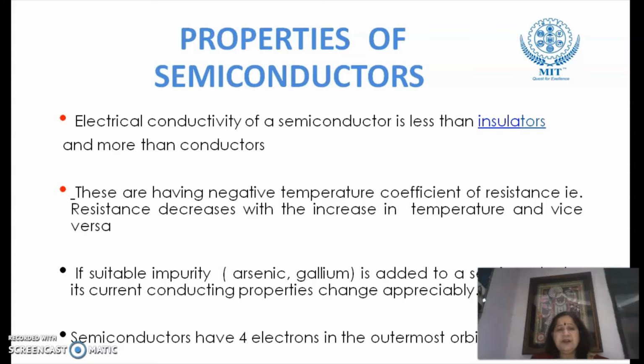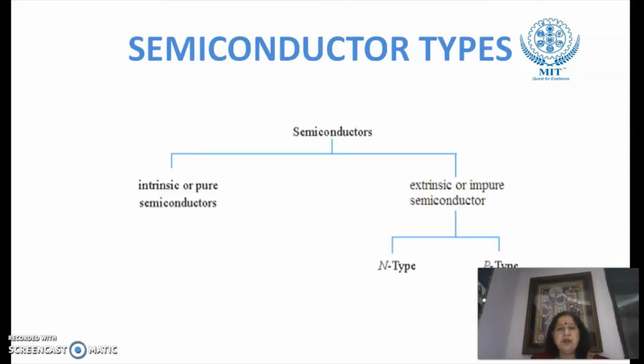Of course, semiconductors, as we know, have 4 electrons in the outermost orbit. They are classified as intrinsic semiconductors or pure type semiconductors since no impurity is added and they exist in their pure form. Extrinsic semiconductors are also called impure semiconductors. By adding suitable impurity, 2 different types of semiconductors are created. One is called N-type semiconductor and the other is called a P-type semiconductor.